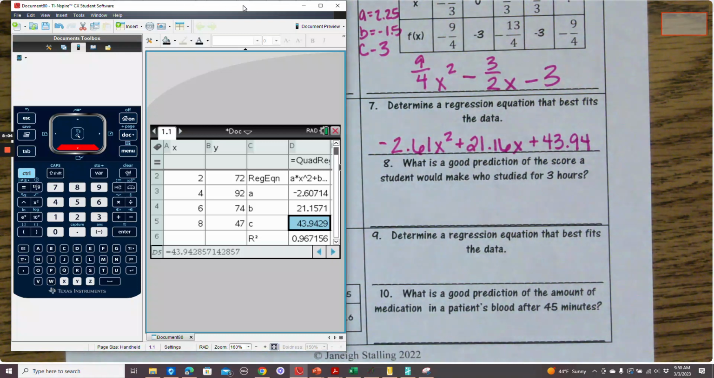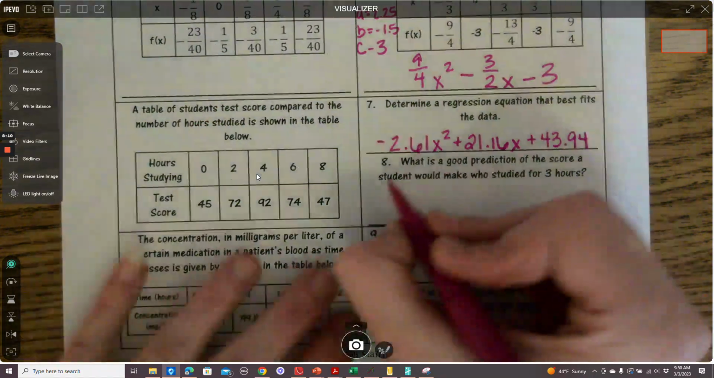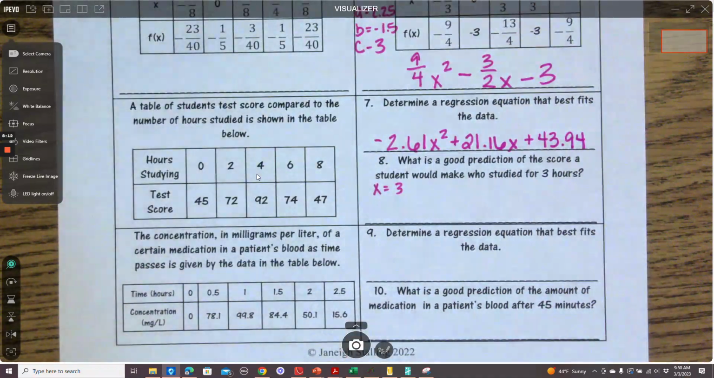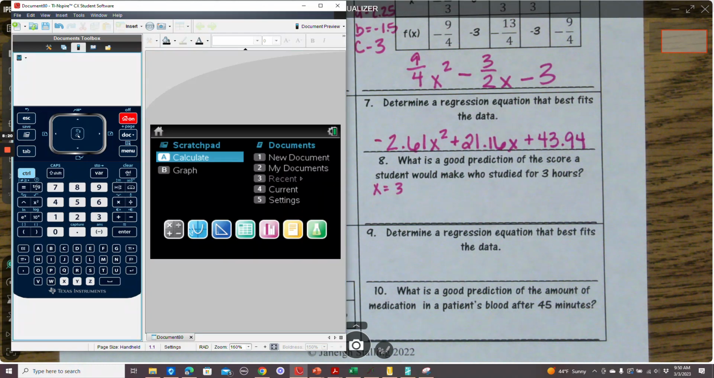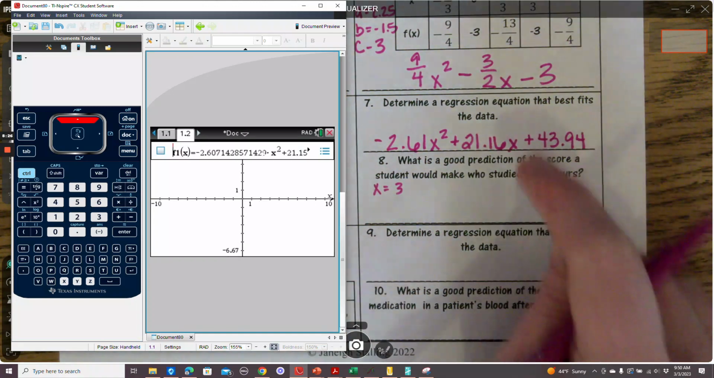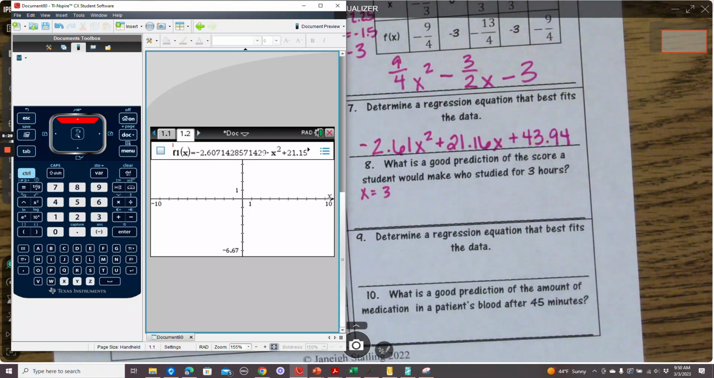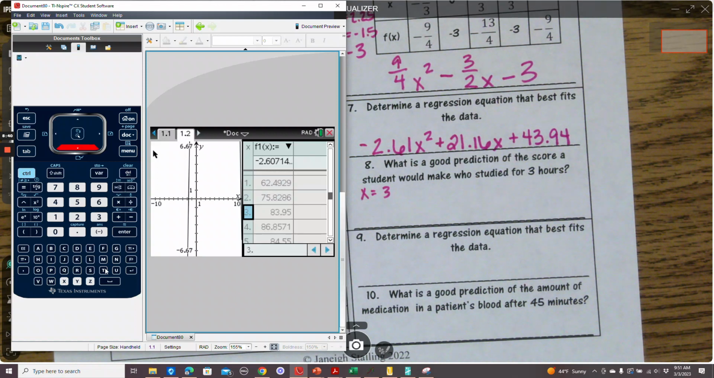All right, 8. What is a good prediction of the score a student would make who studied for 3 hours? So hours is an X. So I'm looking for where X equals 3. Really cool thing about your calculators. From here, right? Not red X. From here, I'm going to click the home key, and then I'm going to click the graph. And if I press the up arrow key, it puts in that equation that we just found using the quadratic regression. So we can hit enter, and it'll graph it for me. And then all I have to do, Control T, and go to where X is 3. And that's the answer I'm looking for.